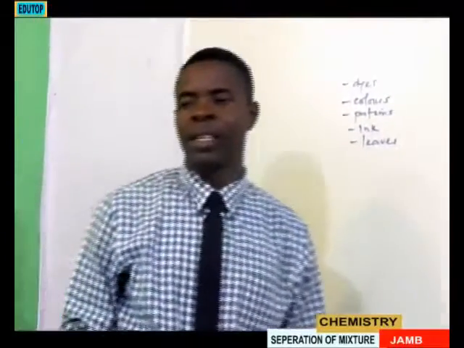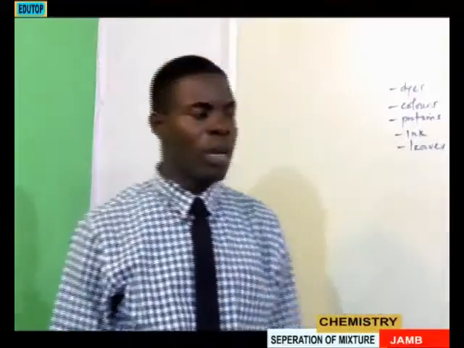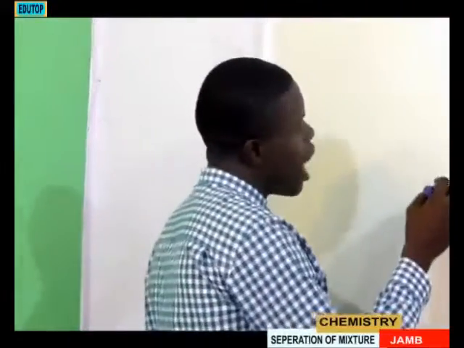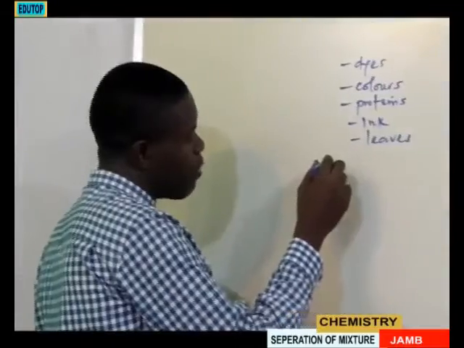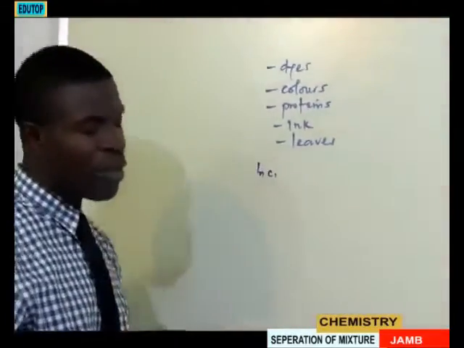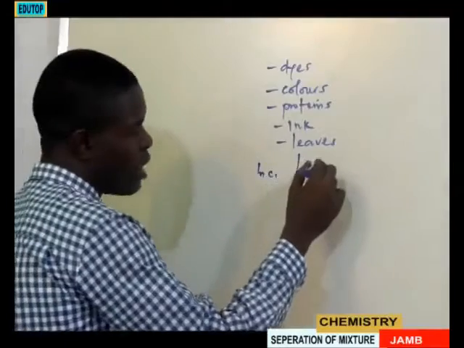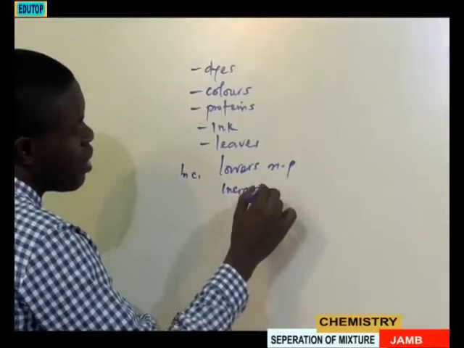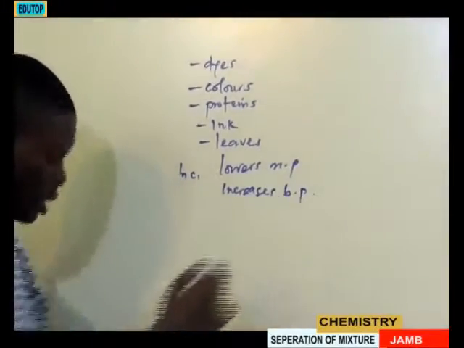It should be noted that the presence of impurities in a solid lowers the melting point and increases the boiling point. Take note of that, because even if you check UTME 2013 question number 2 and also UTME 2015 question number 7, you will see that each time you have presence of impurities, it lowers the melting point. Take note of that. It lowers the melting point and increases the boiling point. Take note of that.